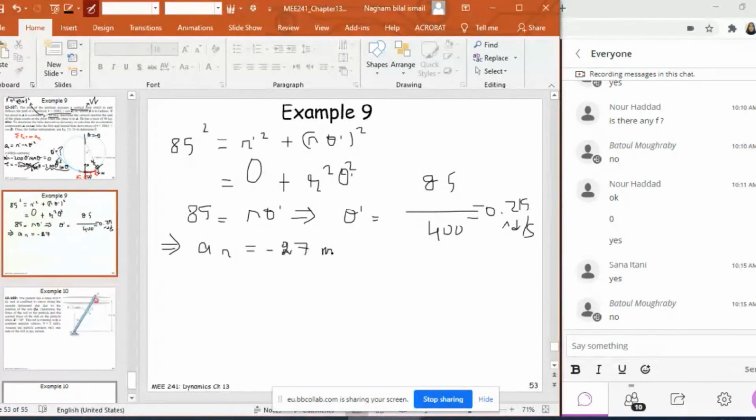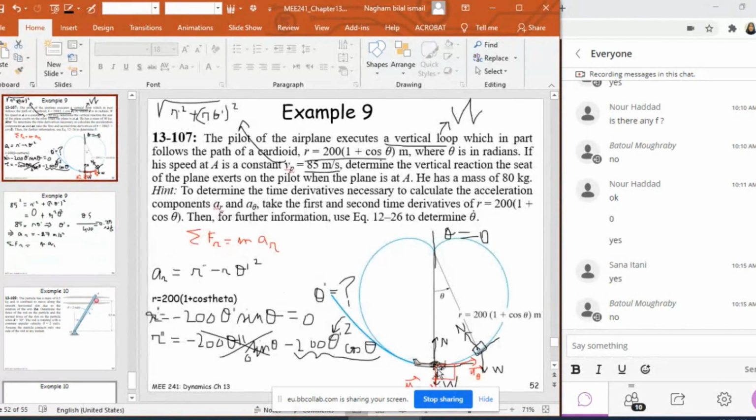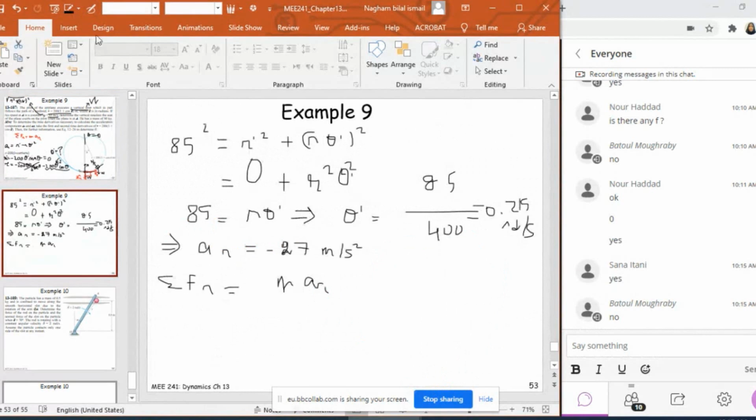And then, guys, I can apply sum of forces in R is equal to MAR. What are the forces in radial direction? If you go back to this free body diagram, I only have minus N plus the weight, right? So minus N plus the weight, which is known because the mass is 80, is equal to MAR, and then you can find the normal force, and this will be equal to positive 2.95, which means it is in the correct direction.